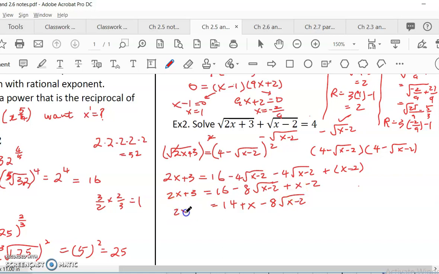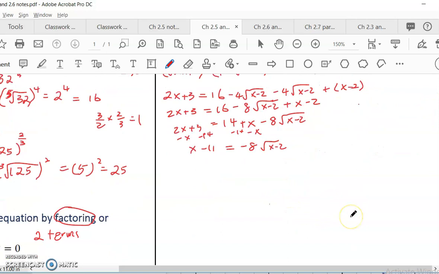And then I have 2x plus 3. So these are outside, these are outside. These can combine. And I would leave the 8 square root of x minus 2 on here. So I'm going to subtract x, subtract 14, subtract x, subtract 14. Right? So I have x minus 11 on this side, and I have negative 8 square root of x minus 2 on the right hand side.